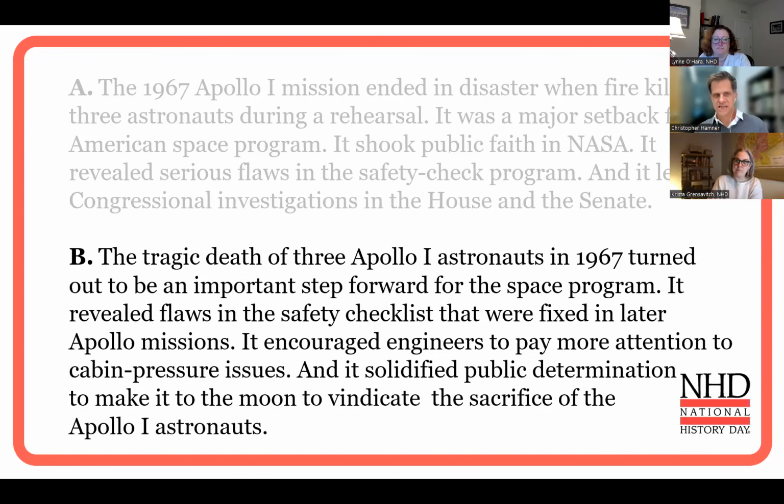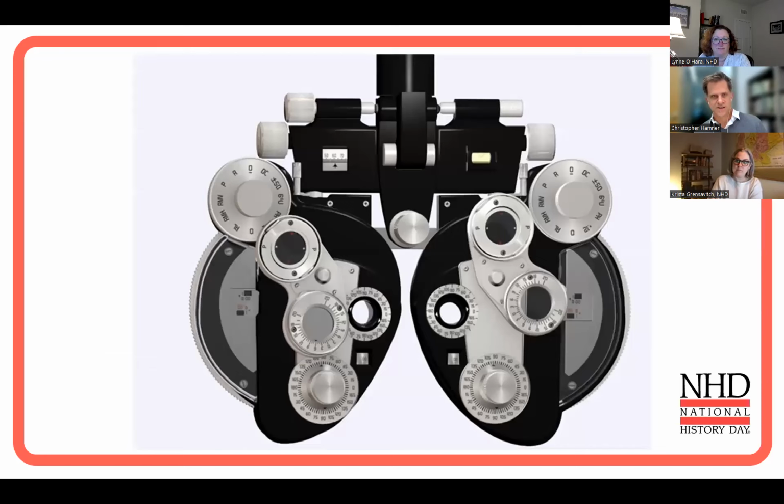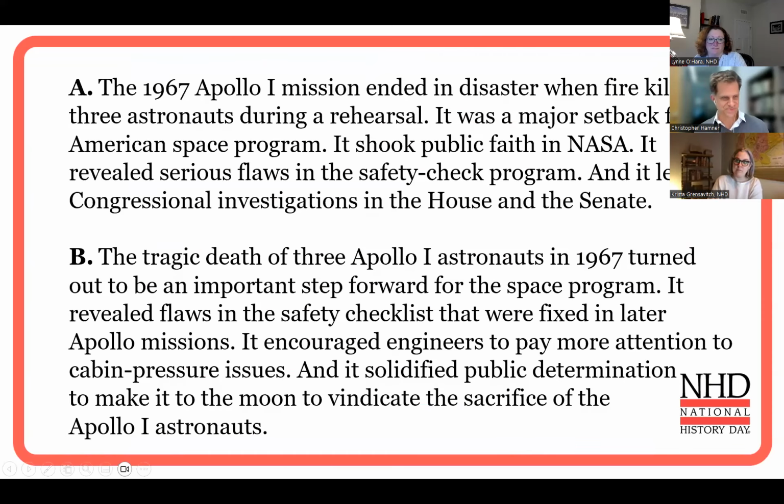Here's B. The tragic death of 3 Apollo 1 astronauts in 1967 turned out to be an important step forward for the space program. It revealed flaws in the safety checklist that were fixed in later Apollo missions. It encouraged engineers to pay more attention to cabin pressure issues. And it solidified public determination to make it to the moon to vindicate the sacrifice of the Apollo 1 astronauts. Same optometrist deal. Which do you like? Do you like A or do you like B?